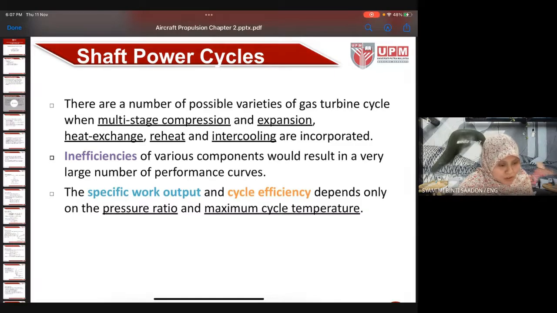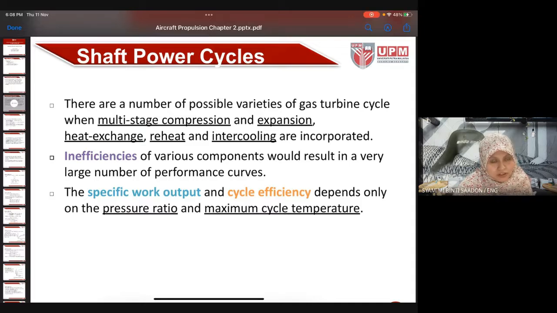Of course these cycles have inefficiency, energy loss or performance loss, due to the various components that we will see later on, and various factors which will result in a performance decrease. But there are some important parameters that we use in order to characterize this performance. One of them is specific work output, which we will see later on, the specific work output from the cycle, and the cycle efficiency.